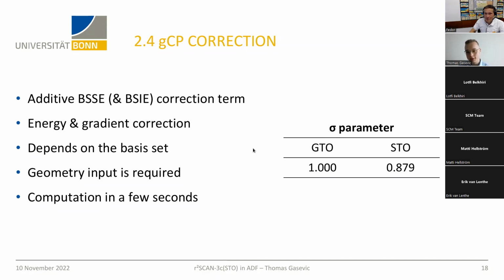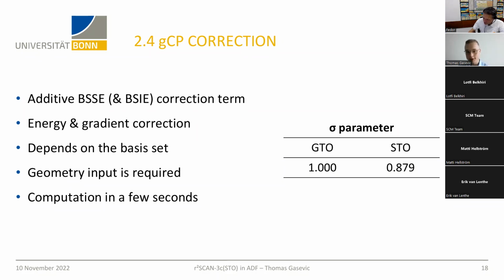We changed only the global scaling parameter sigma going from the GTOs to the STOs, and this parameter basically just scales the GCP contributions. So if it's set to 0, the GCP correction is turned off, and we scaled it down from 1 to 0.879.